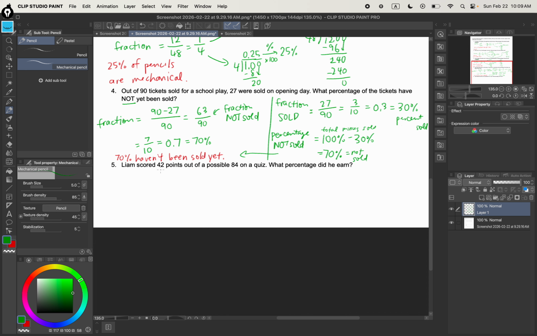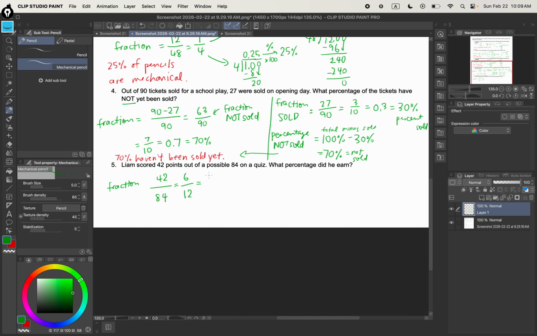Next, Liam scored 42 points out of a possible 84 on a quiz. What percentage did he earn? So first we're going to find the fraction that he earned. Okay, so there were total 84 points. He earned 42 points. Okay, so again, fraction, earned over total, that's our fraction. I can simplify that. I'm going to divide it by 7 because I know both of these are in my 7 times tables. Okay, I get this.